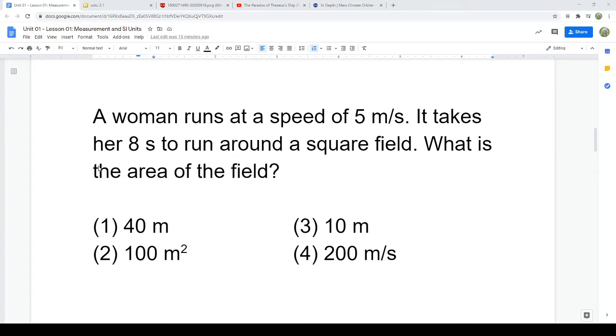And you guys probably already know the area of a square field is just the side length squared. So 10 meters times 10 meters, 100 meters squared. Choice 2. But there's another way you could have solved this problem. 40 meters, 10 meters, 100 meters squared, 200 meters per second. An area must be in meters squared. And we're going to start off real quick with units.